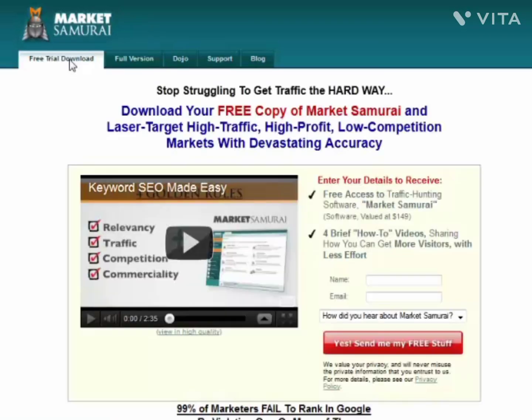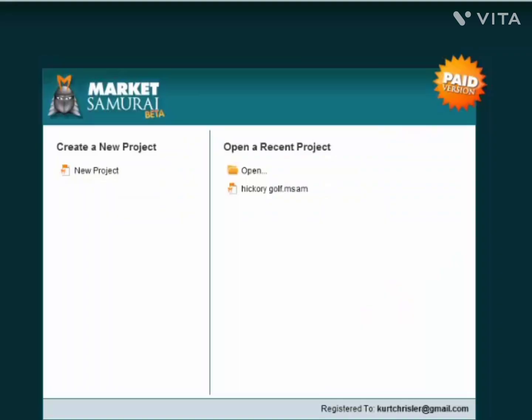But that being said, I know if you don't want to pay the $150, they do have a free trial version. So you can go ahead and download the free trial version. It won't cost you a penny. And then you can at least do your keyword research and have that done. And then if you want to, buy the full version, that's up to you.